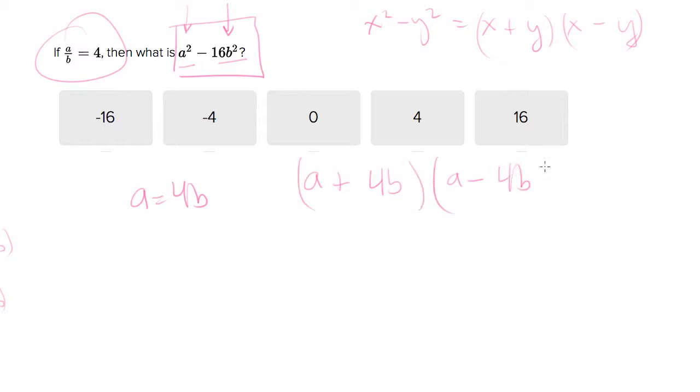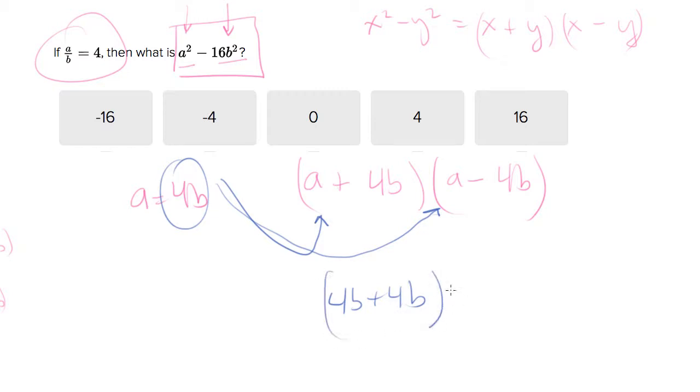So we want to evaluate this, and we want to take that equation that we got, and we're going to stuff it in. So a equals 4b, so let's plug that into these two cases, and what you get is 4b plus 4b times 4b minus 4b, and this is where the magic happens. 4b minus 4b is 0. So as soon as we get that 0, it doesn't matter what it multiplies against, this whole thing is going to equal 0. So that's your answer choice of 0 right there.